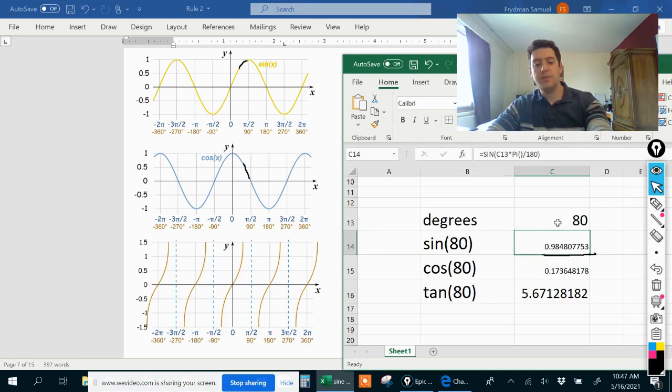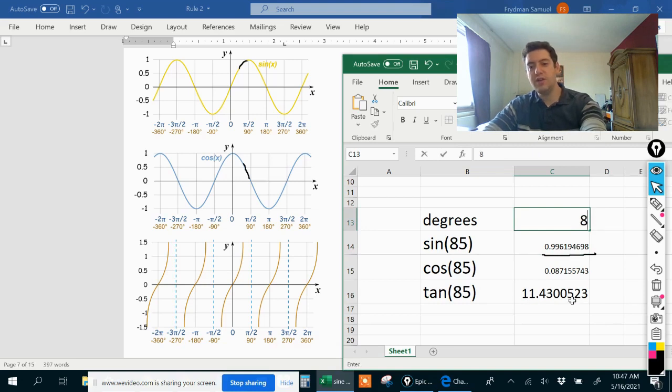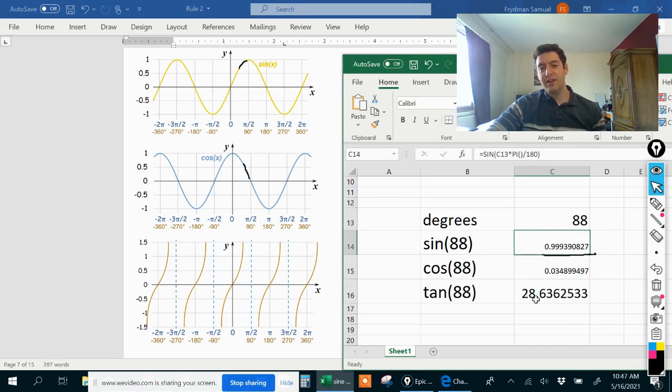Now I'm only going to go up by 5 degrees. Let's go up to 85 degrees and see what happens. I only went up by 5 degrees there, and the tangent just about doubled. It went from 5.6 to 11 point something. What if I go up by just another few degrees? Let's try 88 degrees. Now I only went up by 3 degrees there, and you can see that the tangent more than doubled.